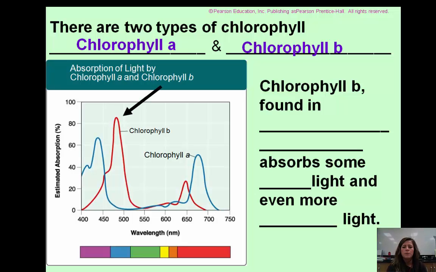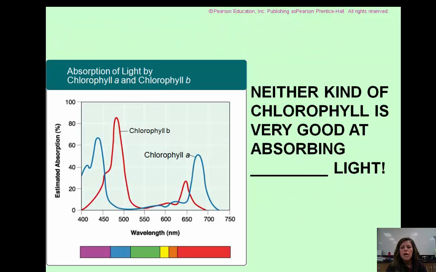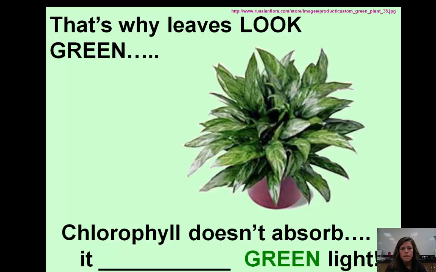Chlorophyll B is found basically in our photosynthetic bacteria. It absorbs some red wavelengths of light and even more blue-violet wavelengths of light. But it reflects back to us those greenish colors again, so that's why we see them as green. Neither kind of chlorophyll is really good at absorbing green light, and you can see that in this diagram. That's why leaves look green. Chlorophyll doesn't absorb green light, it reflects it.